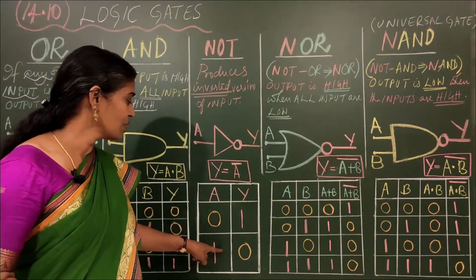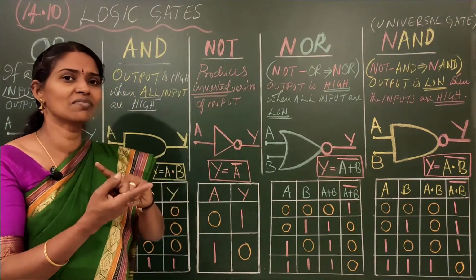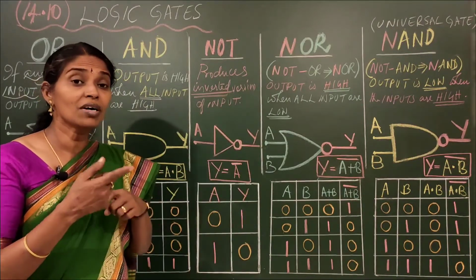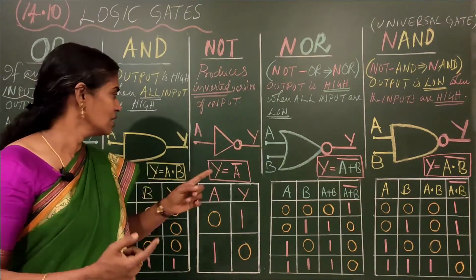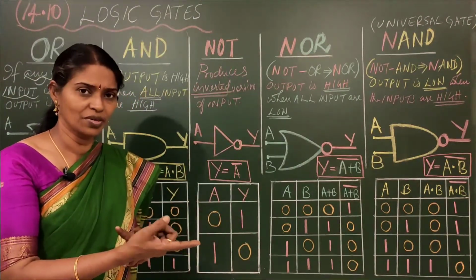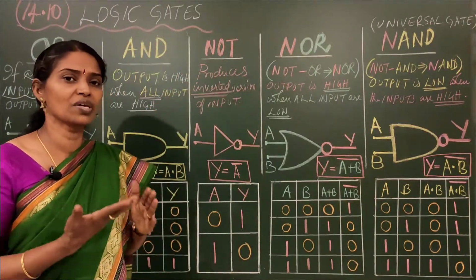Whatever you give at the input, the NOT produces the inverted version. What do you mean by inverted version? Inverted means it gets inverted. 0 toggles to 1, and 1 toggles to 0. Getting the reverse. So the duty of NOT is to reverse whatever you are getting.